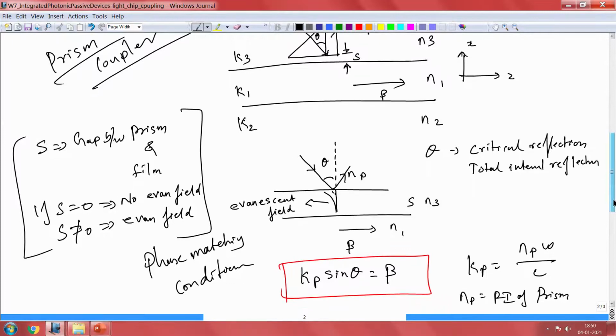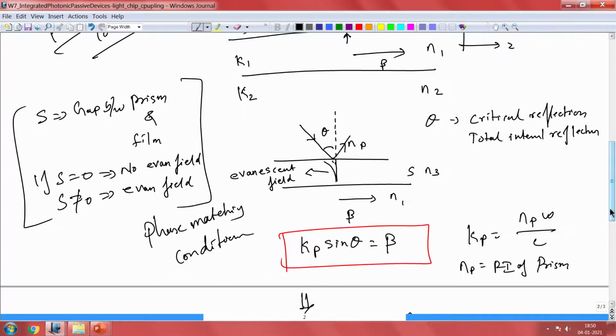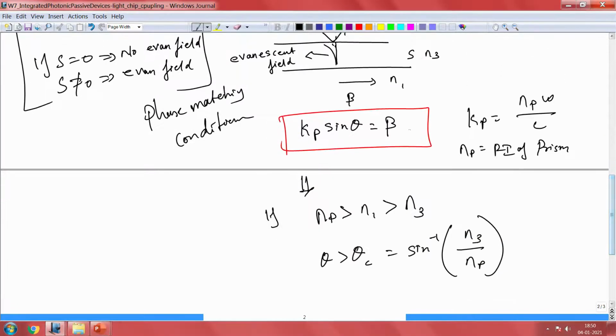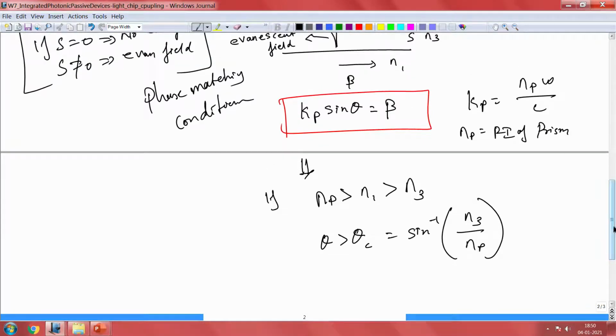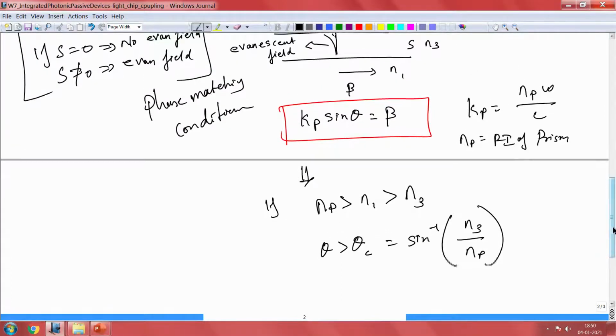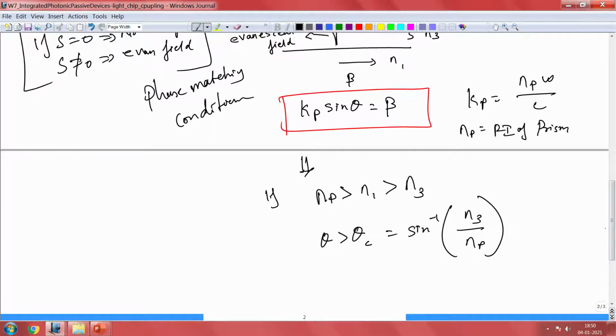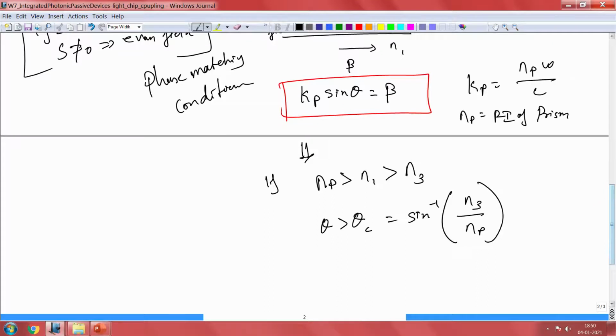So, that should be fine. All right. You need to have that evanescent field, and that condition for creating this particular propagation constant that matches your beta, which is given by this: Kp sin theta equals beta. All right. So, let's keep that in mind.